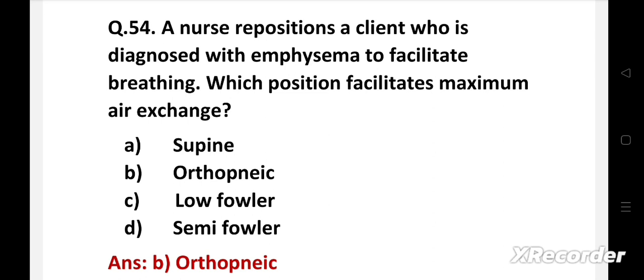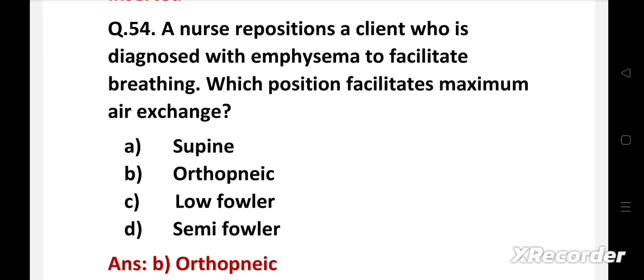It also enables the client to press the lower chest or abdomen against the overbed table, which increases pressure on the diaphragm to help with exhalation, reducing residual volume. Supine position does not permit the diaphragm to descend by gravity, and pressure of the abdominal organs against the diaphragm limits its movement. Low Fowler and semi-Fowler positions do not maximize lung expansion to the same degree as the orthopneic position.